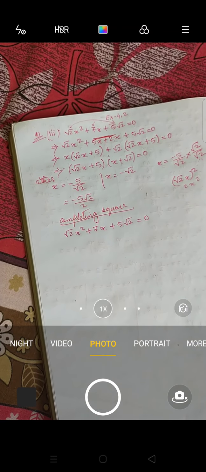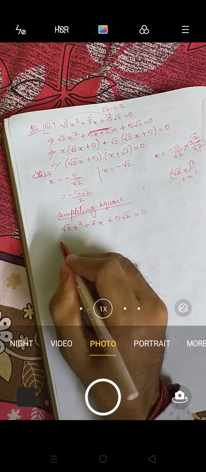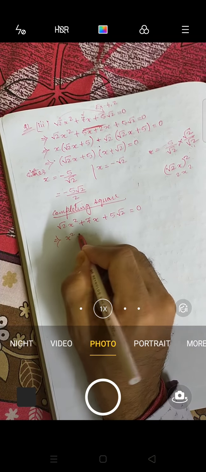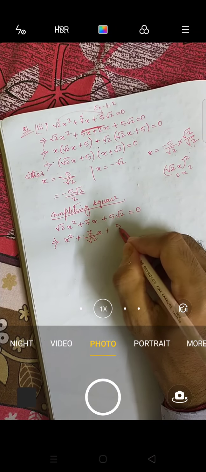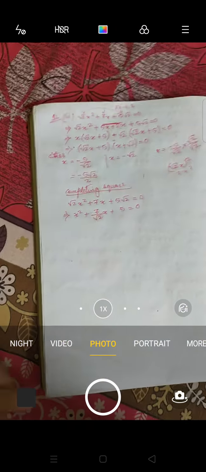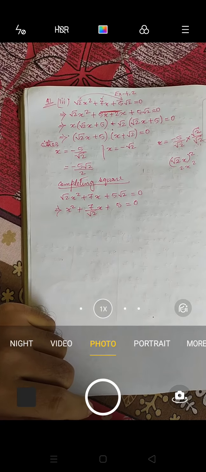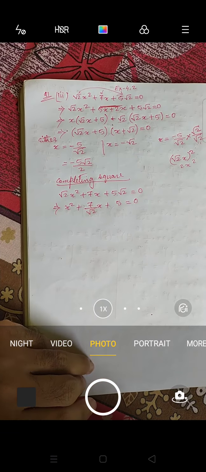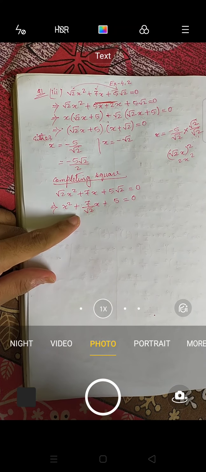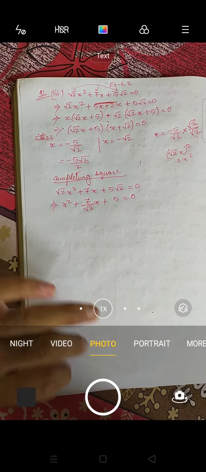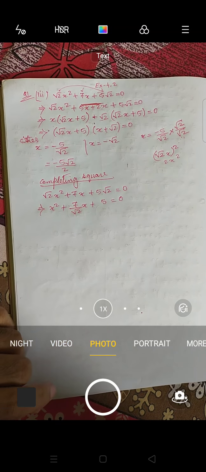So what we will do, we'll divide all by root 2. When we divide it, we'll be having x square plus 7 by root 2 x plus 5 equals to 0. Now remember that in your final answer, you should not have a root in the denominator. While solving the question, if you are having a root in the denominator, it's not an issue. You have to see that your final answer should not have a root in the denominator. Is it clear?